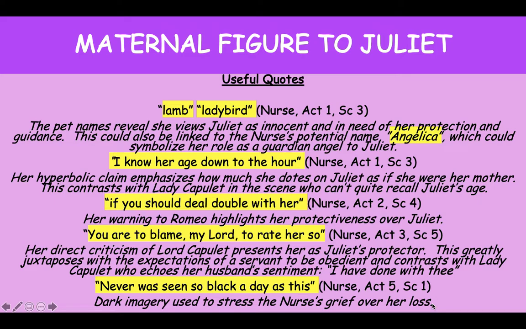Okay, if you recall, he's calling Juliet a baggage. He's saying that she's going to die on the streets. He'll have nothing to do with her if she doesn't marry Paris. So her direct criticism of Lord Capulet presents her as Juliet's protector in this instance.